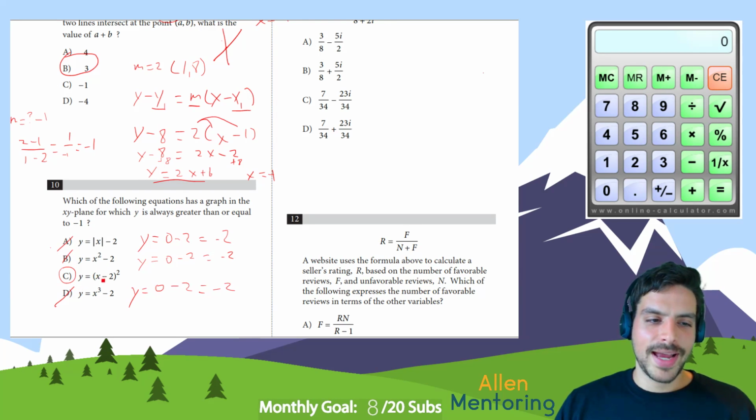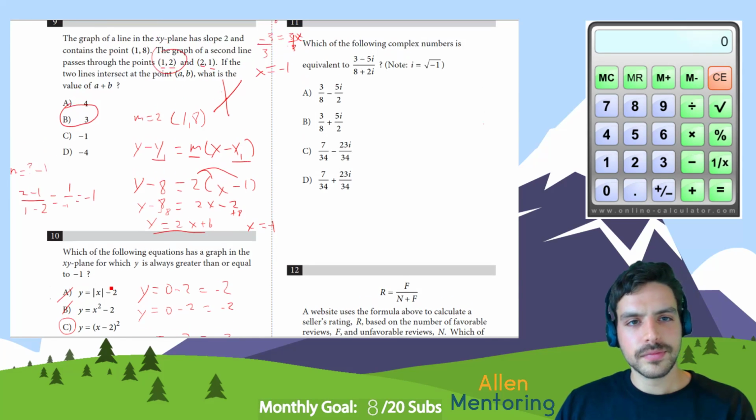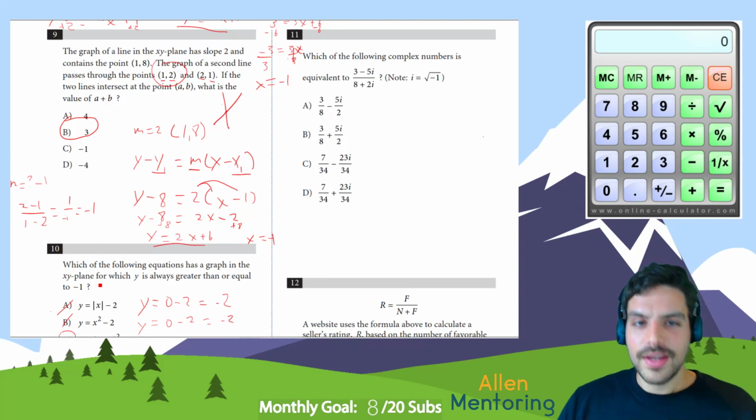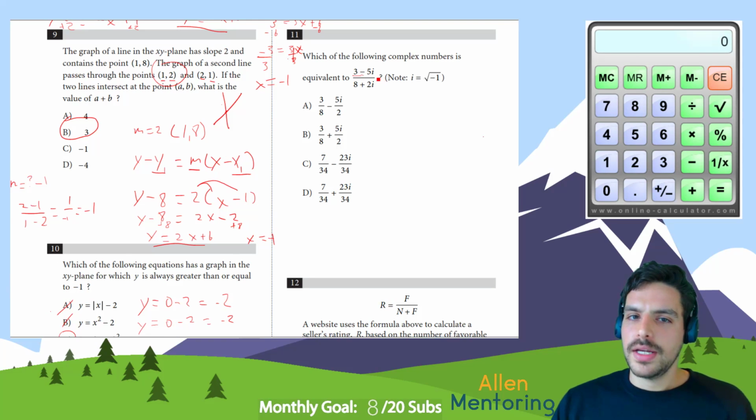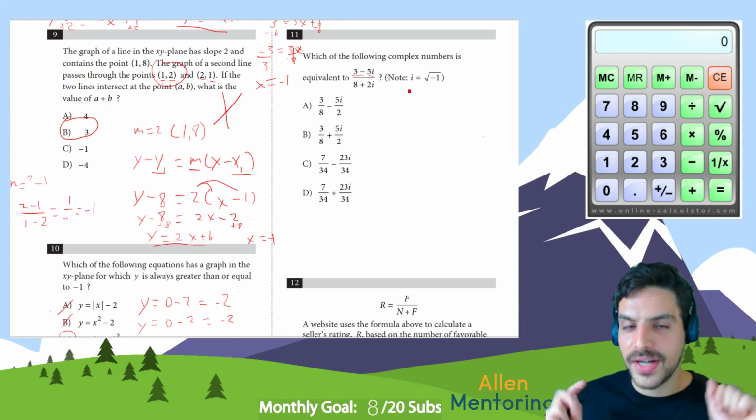Nothing that you plug into x will ever make it less than negative 1. Okay. All right, number 11, complex numbers. And if you recall, a complex number is one that has a regular integer like this and something involving i. And i is an imaginary number, which is the square root of negative 1. Right? Ooh, imaginary.